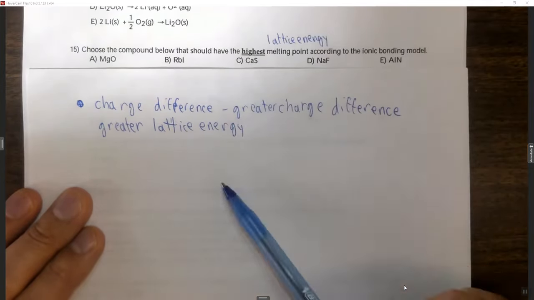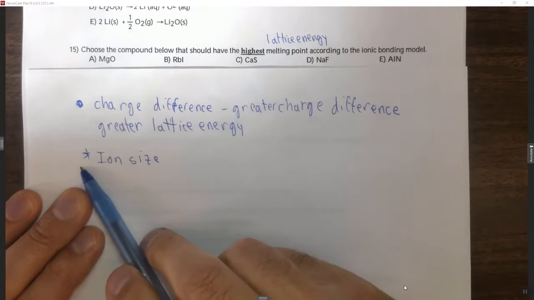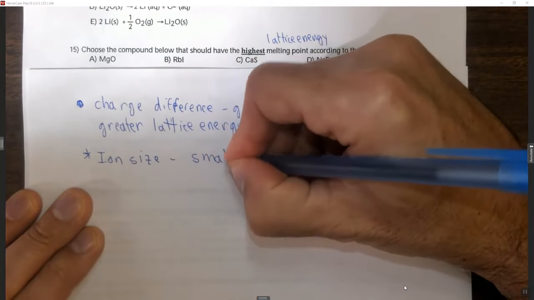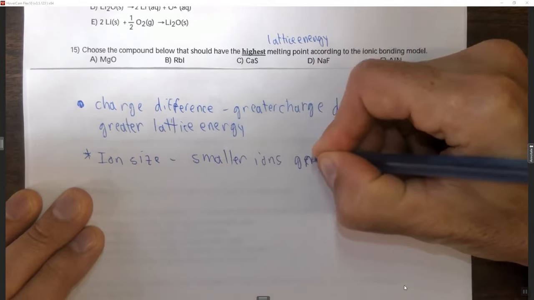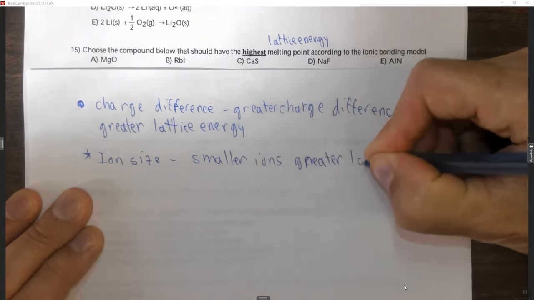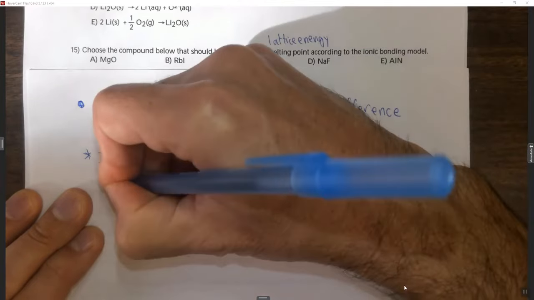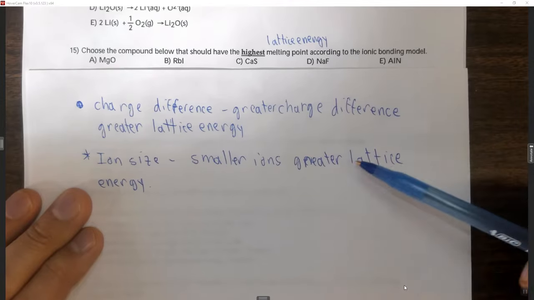If the charge differences are the same, then it's the ion size. But we only consider this if the charge differences are the same. Here, smaller ions, greater lattice energy. They're closer together, so it takes more energy to melt or boil them. Remember that the lattice energy is directly proportional with melting and boiling point.